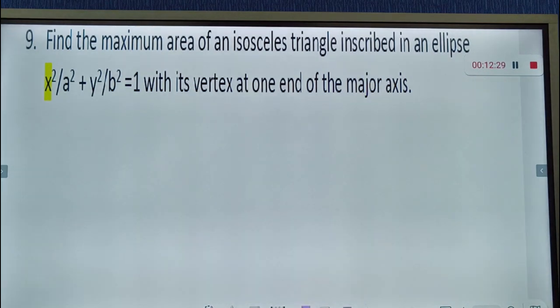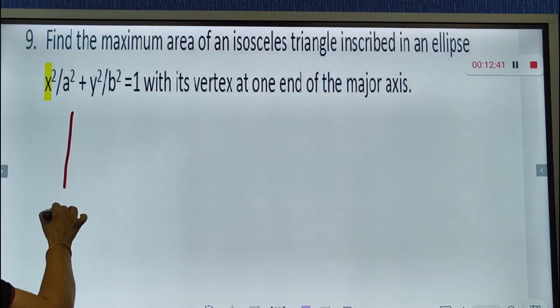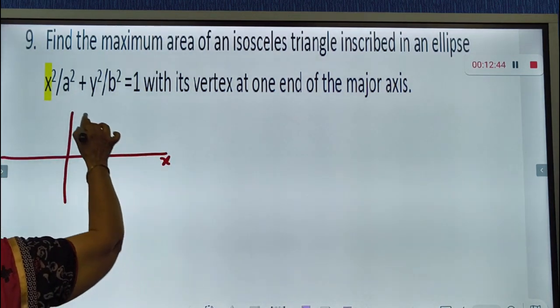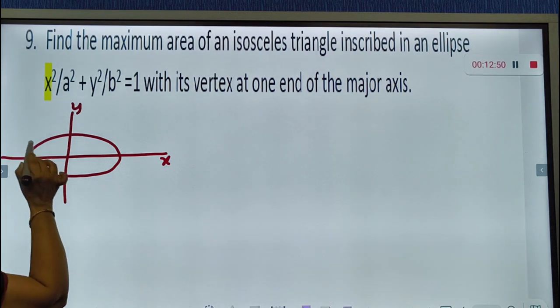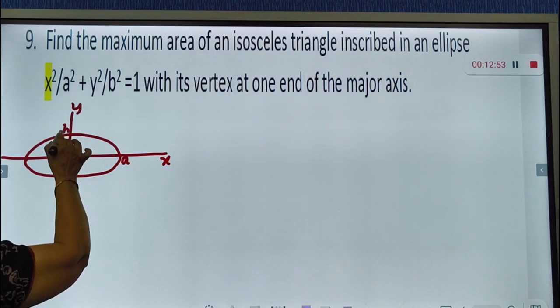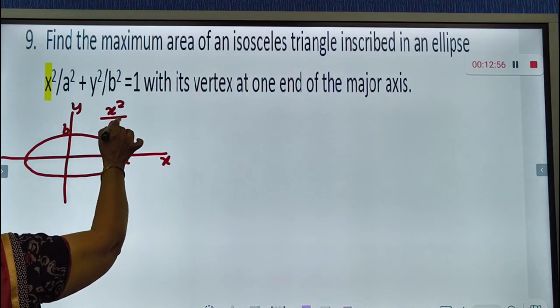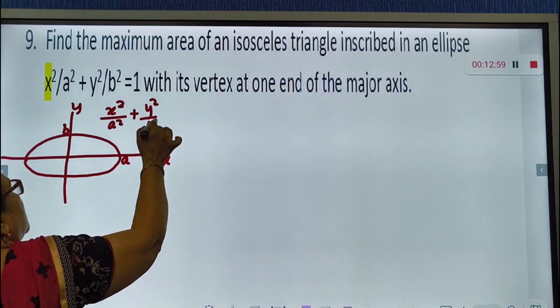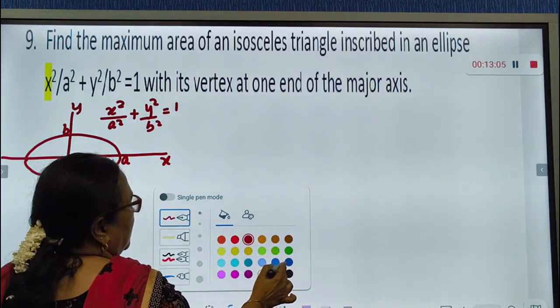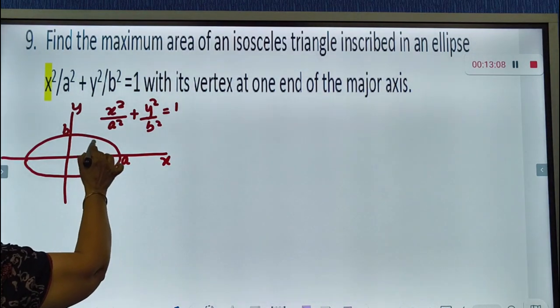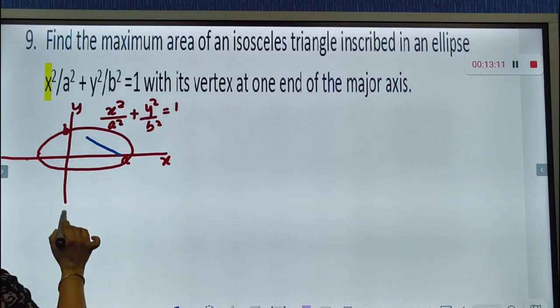Find the maximum area of an isosceles triangle which is inscribed in the ellipse x squared by a squared plus y squared by b squared equal to 1 with its vertex at one end of the major axis. So you have the ellipse, this is A, this is B, x squared by a squared plus y squared by b squared equal to 1, in which we are going to inscribe a triangle. What sort of triangle?